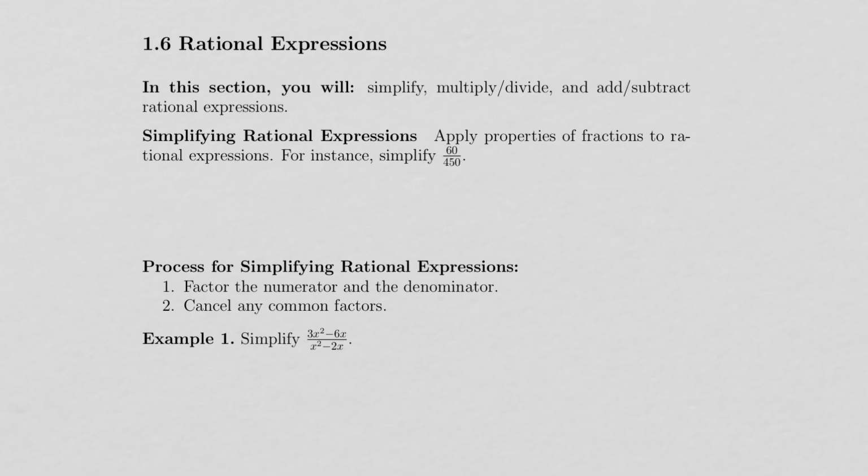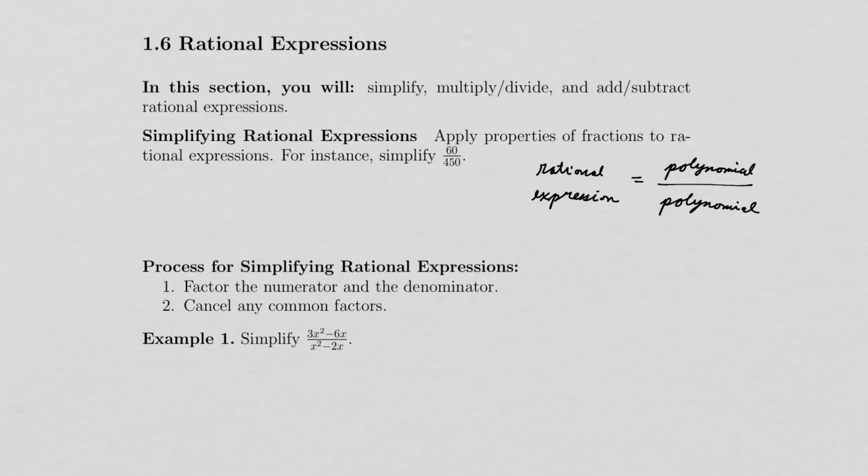Basically when you simplify a rational expression, it's the same as simplifying a fraction, because a rational expression is simply a polynomial divided by a polynomial, right? So let me write that out here. So rational expression is equal to a polynomial divided by a polynomial. So basically it's a fraction, right? So how do we simplify fractions?